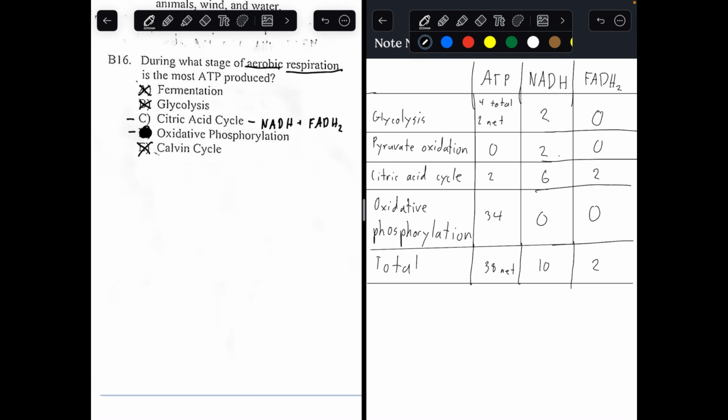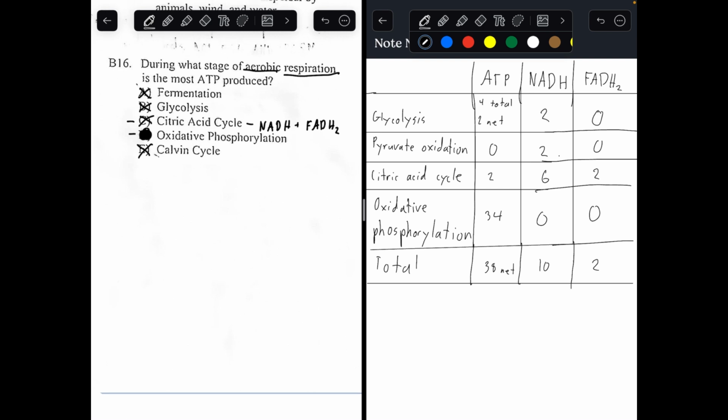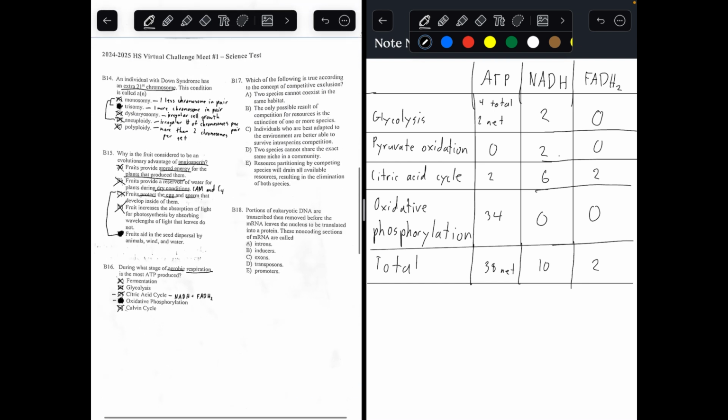That's the main purpose of the citric acid cycle. It does produce 2 ATP, but it's not the whole goal. In fact, per pyruvate, the citric acid cycle produces 3 NADH and 1 FADH2. And it has 2 pyruvates, so that's 6 and 2 respectively. So the citric acid cycle does not account for the most ATP production, so the answer to number 16 is going to be letter D.